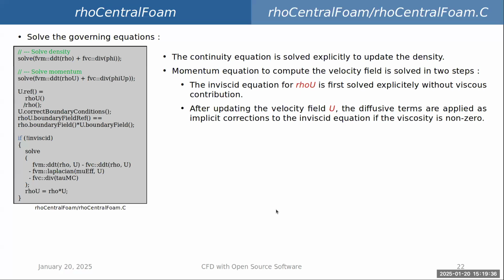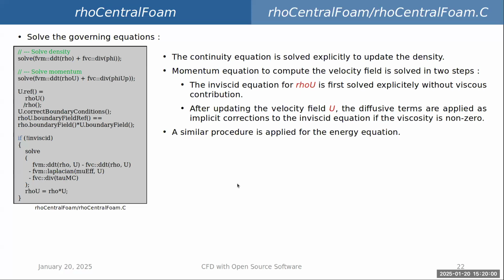Then after updating the velocity field u, the diffusive term is added implicitly to the equation if the viscosity is non-zero. So you see this if statement here, and if the viscosity is different to 0, then you add the diffusive term, as you can see here. And this one is added implicitly, and this one explicitly.